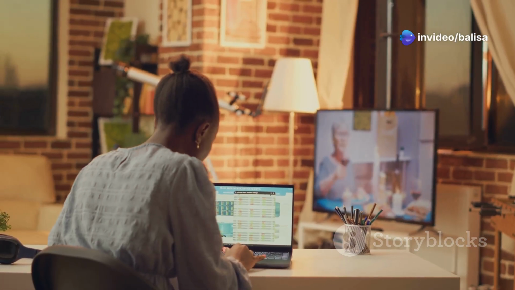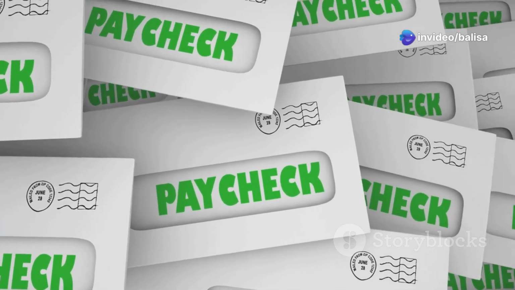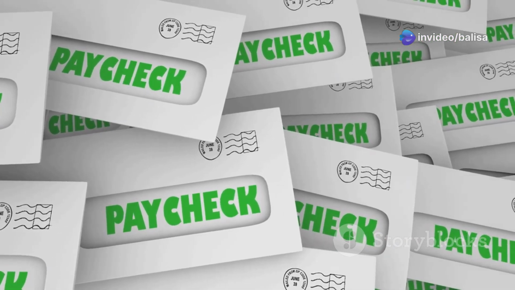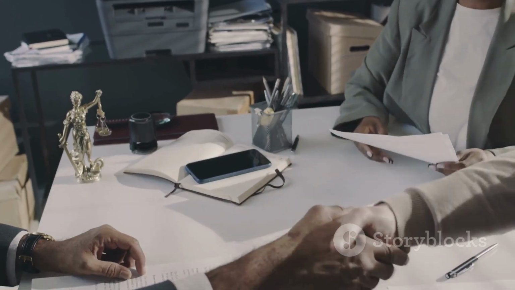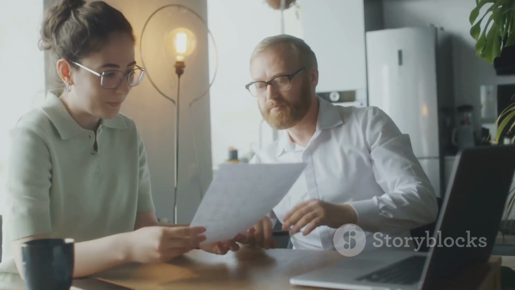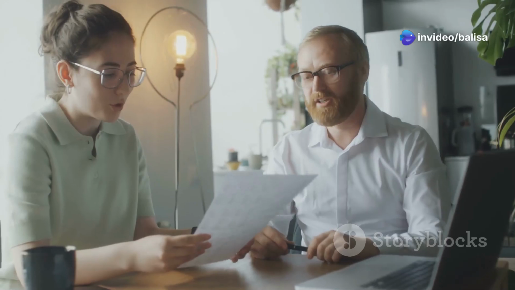First, we have active income. This is the money you earn by actively trading your time and skills for a paycheck. It's your salary, your wages, the fruits of your hard work at your job. It's also the income you generate from freelance work, consulting gigs, or any service you provide.